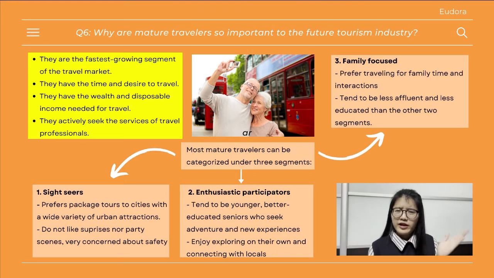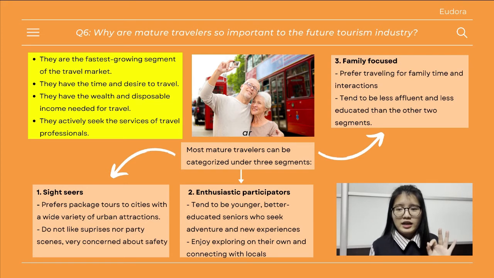Question number 6. Why are mature travelers so important to the future tourism industry? So there are a few reasons for that. Number 1, they are the fastest growing segment of the travel market. Why? People are growing old every day, that's why. Number 2, they have the time and desire to travel. Most mature travelers are groups of people who are aged 65 and over, which means that they are most probably retirees. Therefore, they don't have a job, so they would have extra time to go and travel around the world after working for so long and so many years, so they would go and travel.